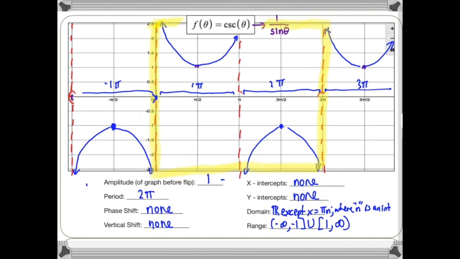And so let's take a look at graphing it and shifting it around and doing all that good stuff. So see you in the next video.